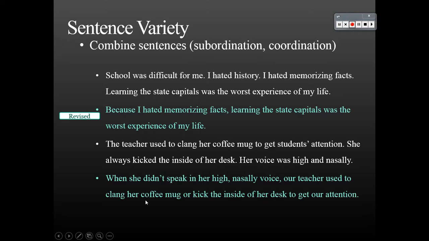Our teacher used to clang her coffee mug or kick the inside of her desk to get our attention. They simply have made this a compound verb. Our teacher used to clang or kick. It's a compound verb there. All right, and that's how to revise that as well.